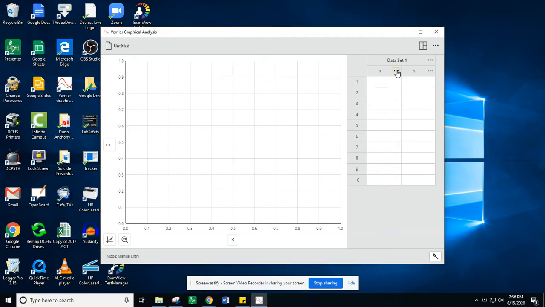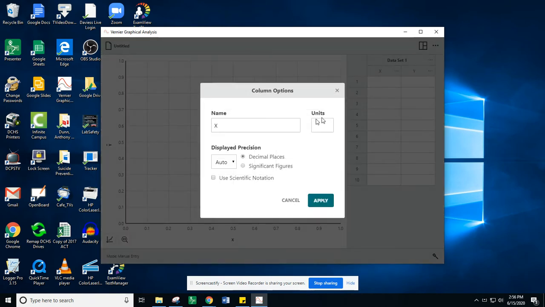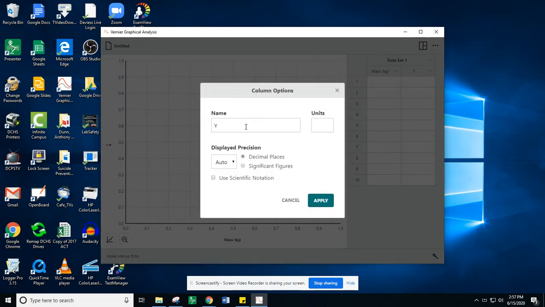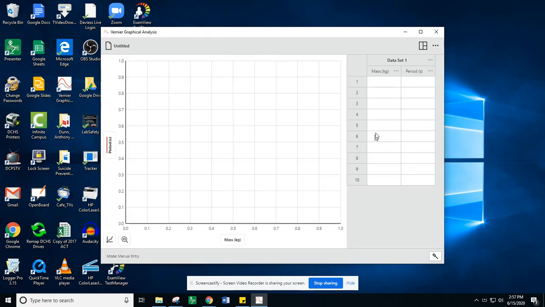If you click on the 3 little dots, go to column options. What I'm going to want here is, we'll just do the mass one first. And this is in kilograms. Y'all, it's fine if it's in grams, it doesn't matter, as we'll see. And then this one was the period in seconds. Okay, so I'm just going to generate data from a student that I had a while back.